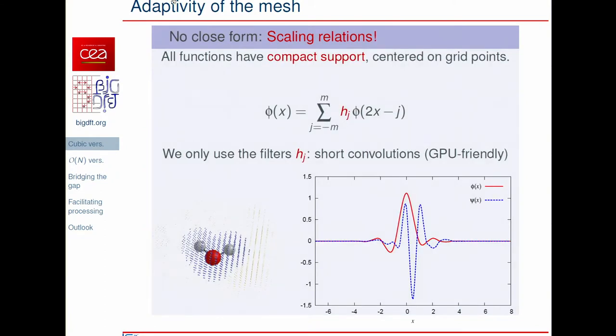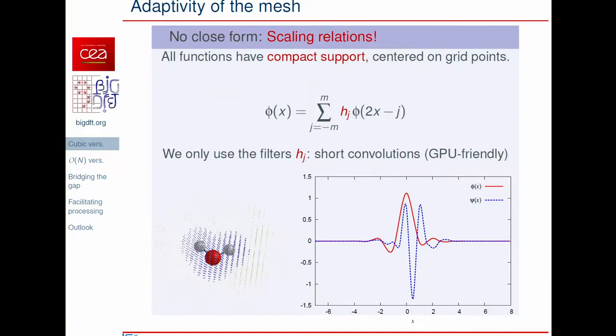In the case of wavelets, we don't have a closed form. What we have is a scaling relation, a set of filters. In our case, we have roughly 15 filters, and a relation between the scaling function and the scaling function at a higher resolution. What we manipulate, in fact, is the filters. So all operations for us are short convolutions. So it's quite GPU friendly, and this is why we have been developing BigDFT on GPU for 10 years.